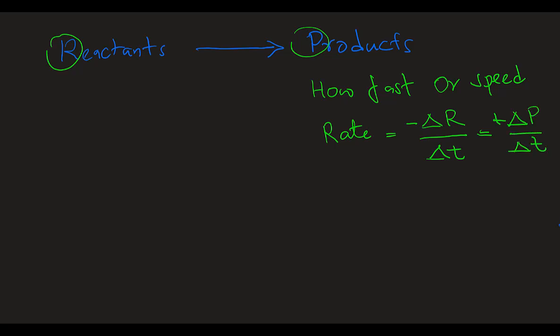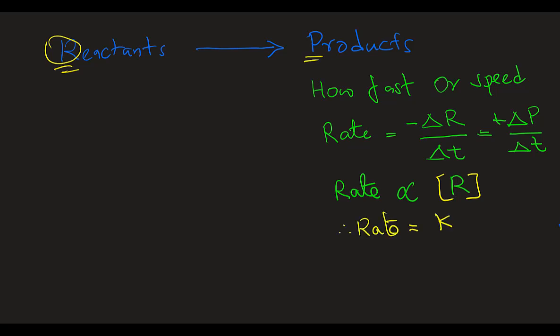over time. Now, we can also write that rate is directly proportional to the molarity of the reactants and has nothing to do with the products. So rate is equal to k times the reactant concentration raised to a power. k is the rate constant. The power here is 0, 1, 2, 3. We call it the order of the reaction. So we're going to compare them.